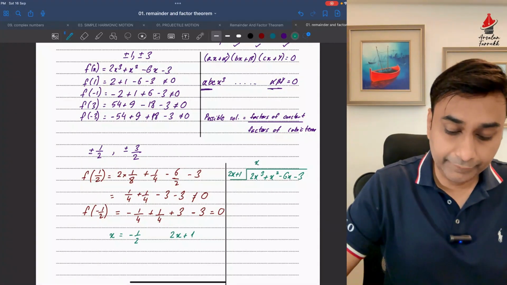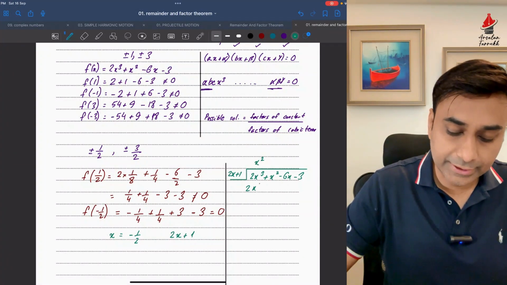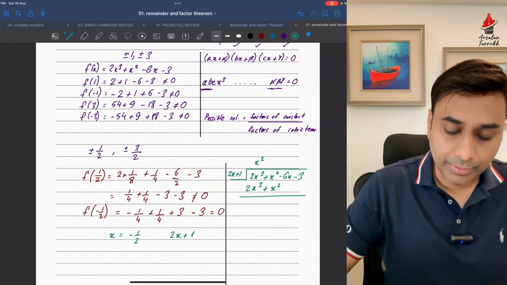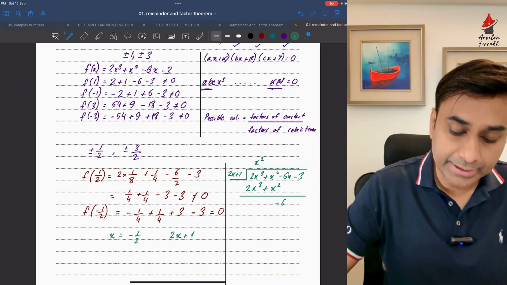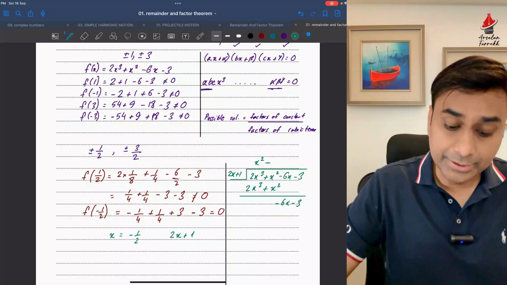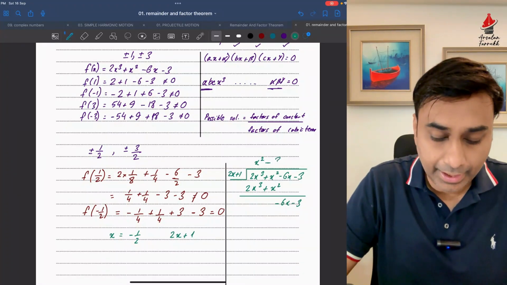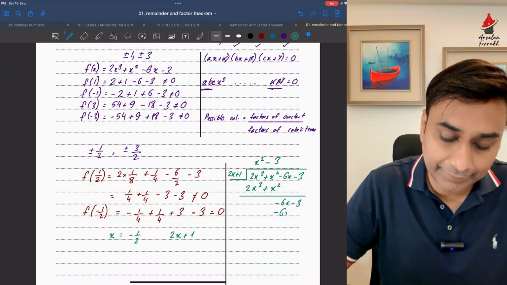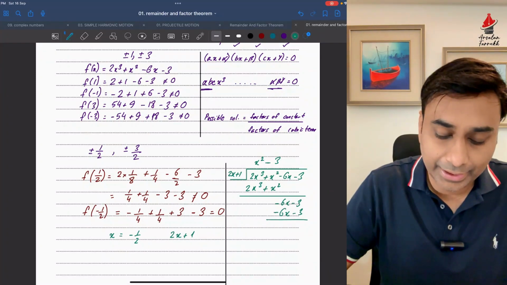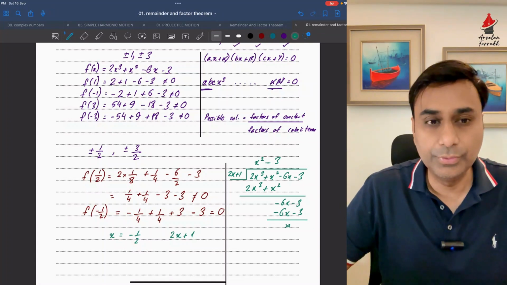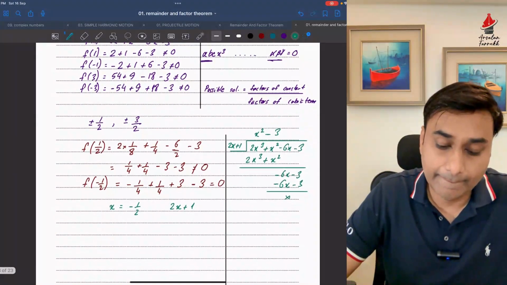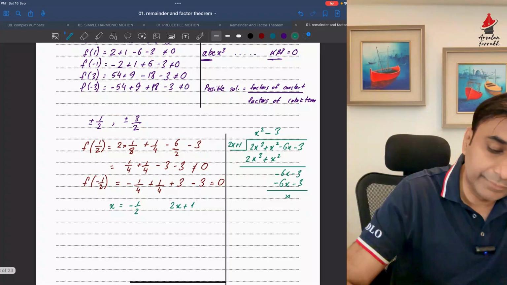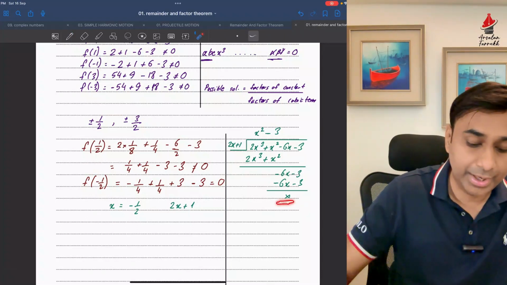The first term is going to be x square. That gives me 2x cubed, cancelling the first term out, plus x square. So I subtract it, both terms cancel out, and I'd be left with minus 6x minus 3. I multiply it by minus 3, and that's my second term of the quotient, and that gives me minus 6x minus 3, and this completely cancels out as well, which means that this is a factor. It was already a factor, and I was anticipating a zero remainder.